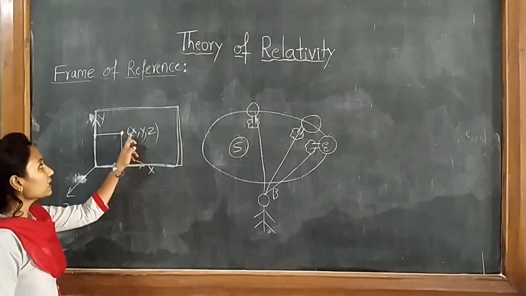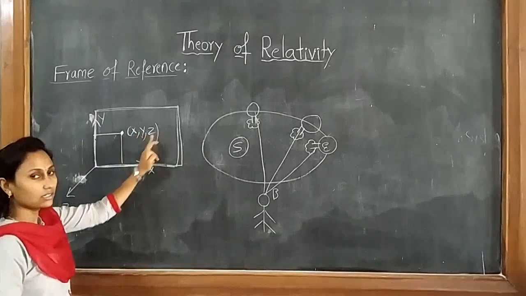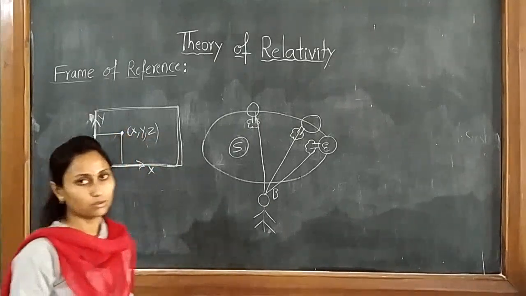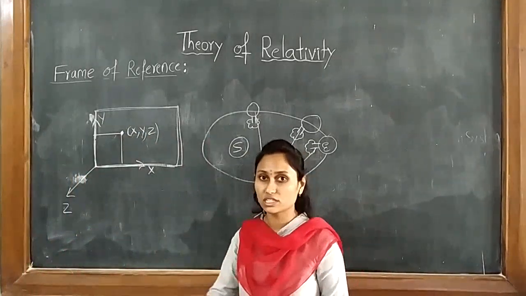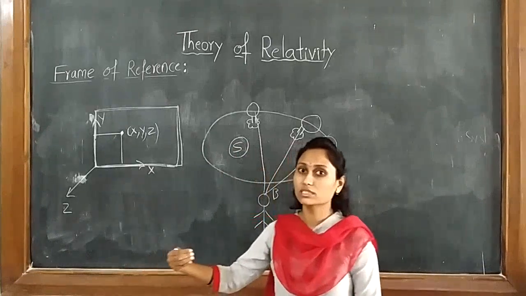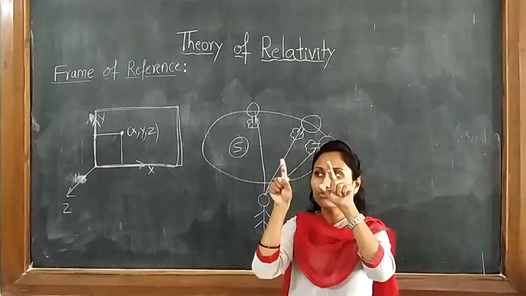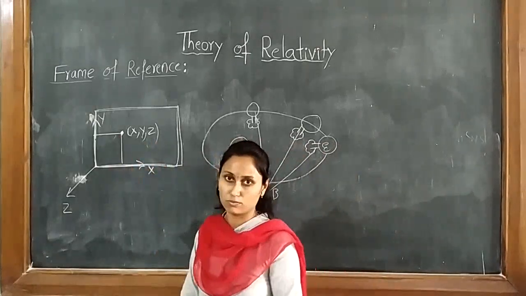So by using these 3 coordinates x, y, z, we can define the position of this object, isn't it? We can define the position of the object by how much distance it is from the x-axis, how much distance from the y-axis and how much distance from the z-axis. If you denote that distance, that represents the position of the object.